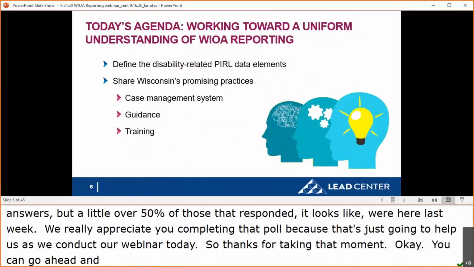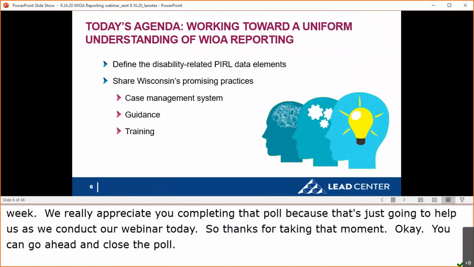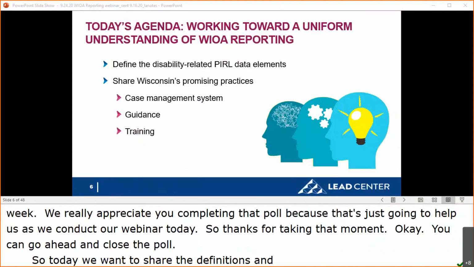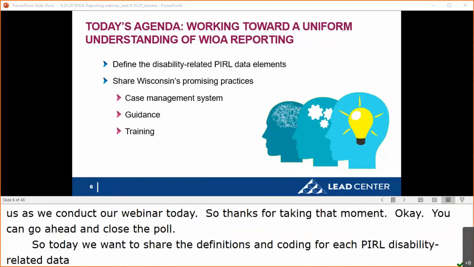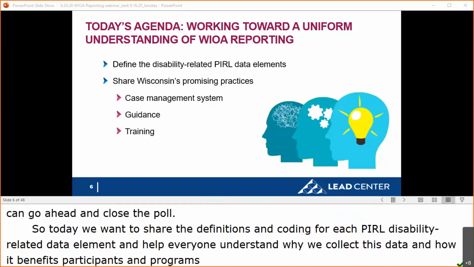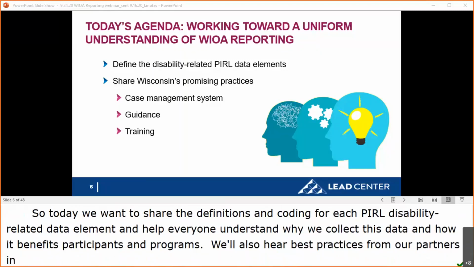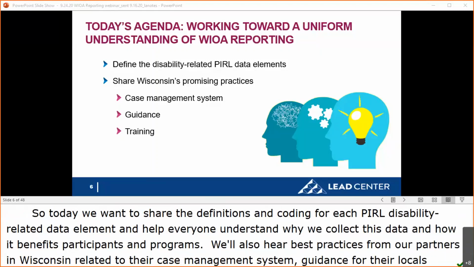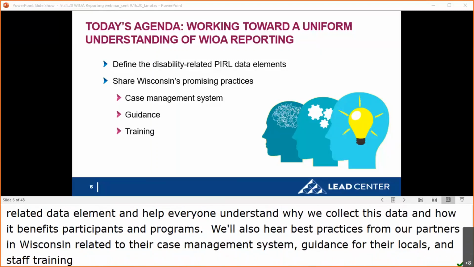So today we want to share the definitions and coding for each PIRL disability-related data element and help everyone understand why we collect this data and how it benefits participants and programs. We'll also hear best practices from our partners in Wisconsin related to their case management system, guidance for their locals, and staff training. So why do we collect this data?